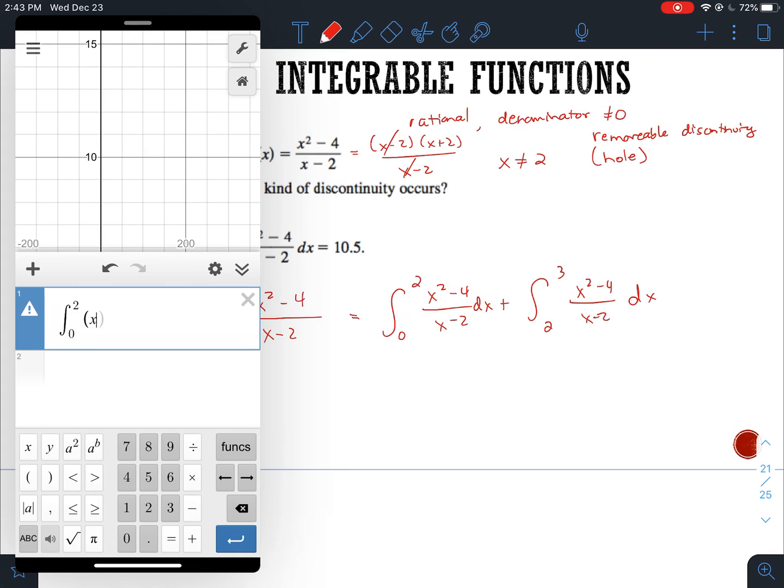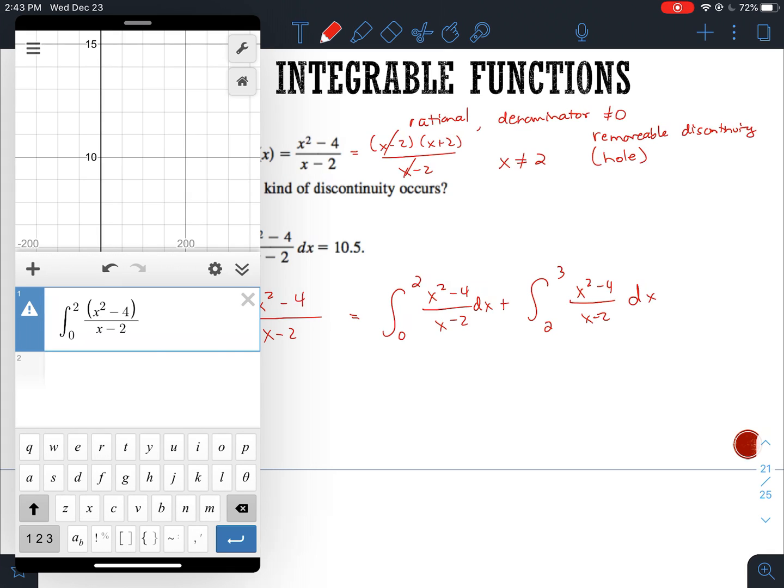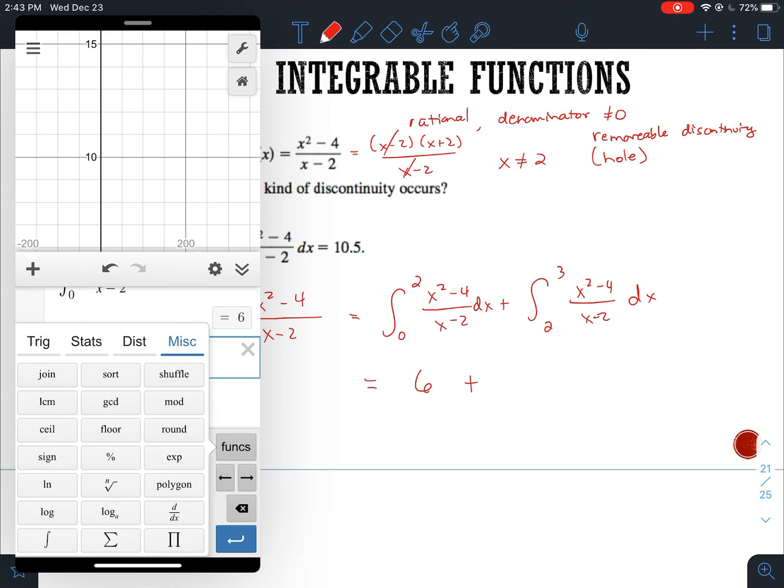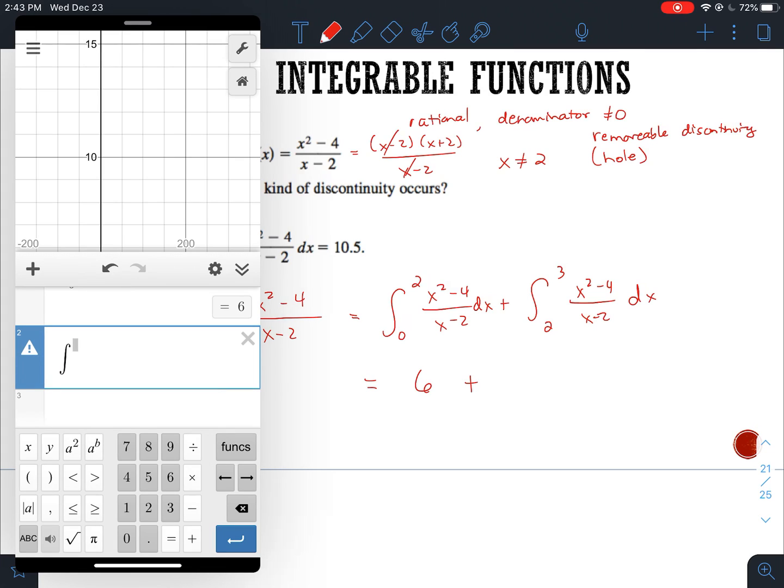Let's get rid of all these guys. So if I integrated, it'll let me know right away, because the first one won't work. If I integrated from 0 to 2, and then I did x squared minus 4 divided by x minus 2, and then I did dx, that's going to be 6. So it does let me do it.